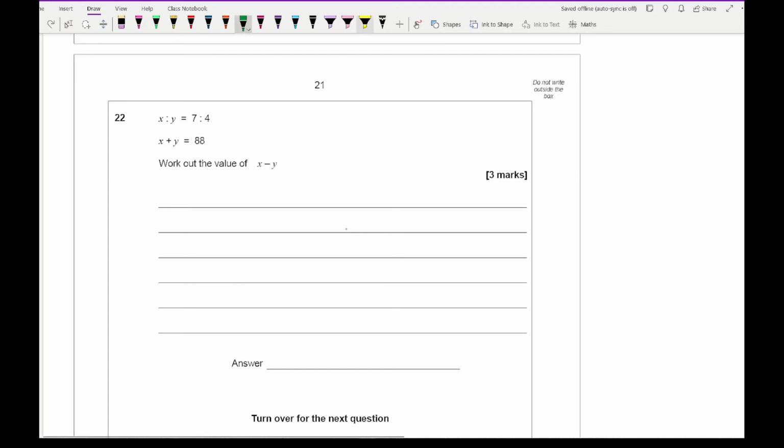Now, this one is a little bit tricky, but not that tricky because we've been given the parameters. Now here, 88 is the total sum, because obviously you add the numbers up, which is 88. So what we need to do, and what this question is doing, is share 88 in the ratio of 7 to 4. And 7 to 4 is x to y.